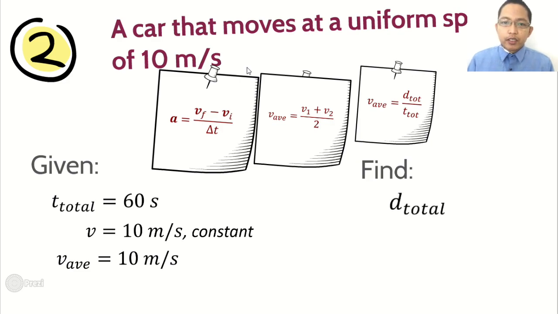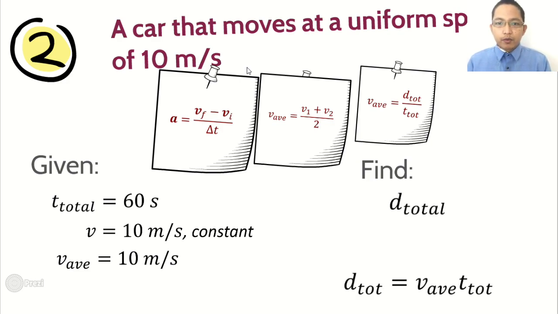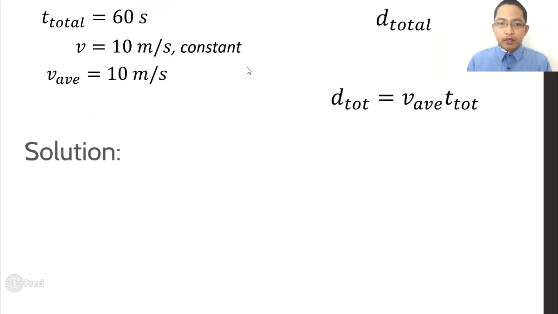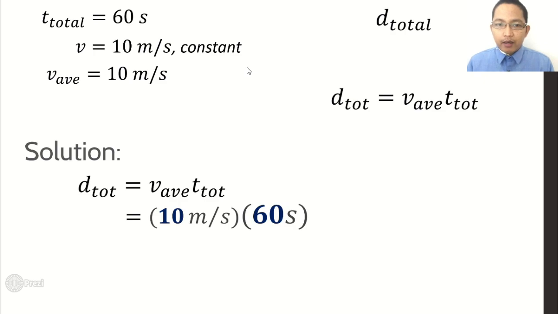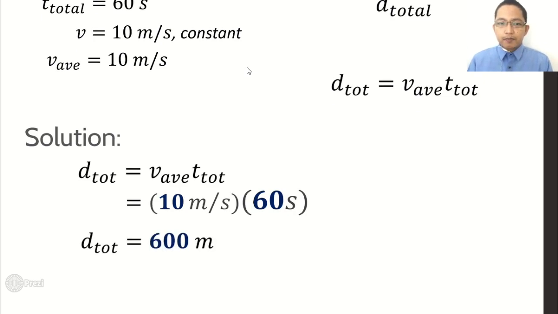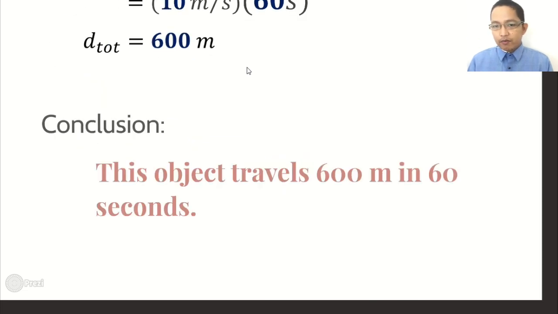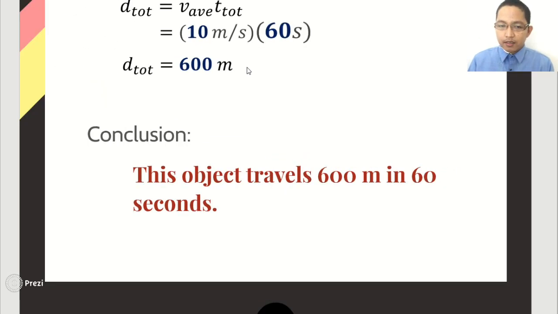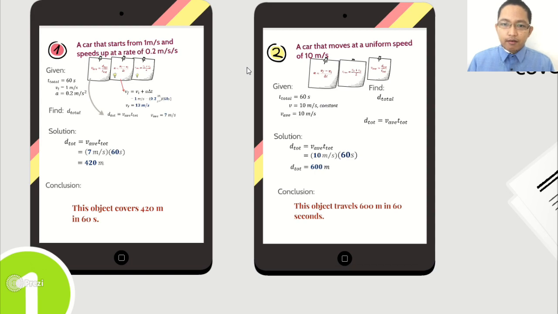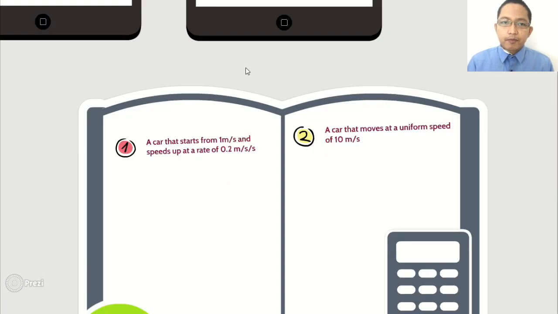We are required to find the total distance. We have derived this already in our solution a while ago. Let's get the solution fast and put the variables there. Okay, that is really quick, 600 meters. Let's conclude this. This car travels 600 meters in 60 seconds. So it is the second car that will cover more distance in 60 seconds. If it is a race between these two, the gap is 180 meters on the first 60 seconds.